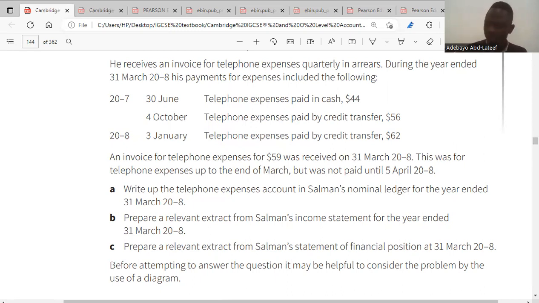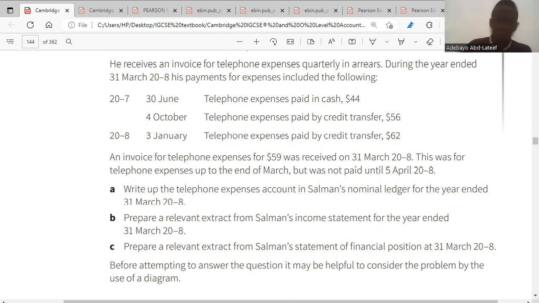Now that is done. I have it here already. So we have the income statement account here: cash for $44, bank for $56, bank $62, and our income statement will be $221. Our balance carried down will add up to be $221. Then the balance brought down will be $59. That's how we prepare the ledger for the telephone expenses account.